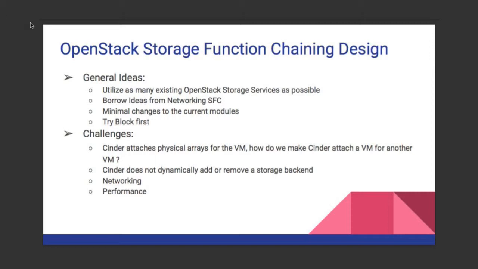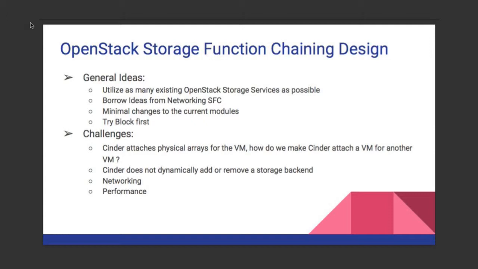The general idea we have is, first of all, to utilize as many current storage services as possible. We do not want to reinvent or invent many new services just to do this. Another idea is to borrow ideas from the networking side, and we would like to try block storage first. The challenges are many, as you can imagine. For example, Cinder only recognizes physical arrays at the moment, so it needs an external IP it can talk to, but for virtual machines it would be difficult for Cinder to just attach one VM to another VM. Another is that Cinder does not dynamically add or remove a storage backend. You could attach one backend, but dynamically adding one and then another and then another would be really challenging for Cinder.